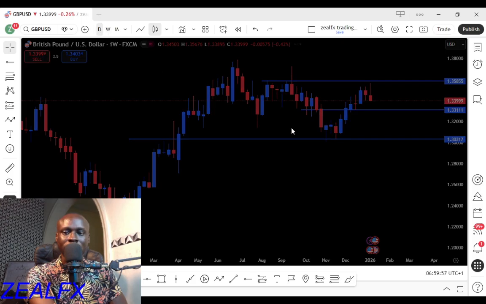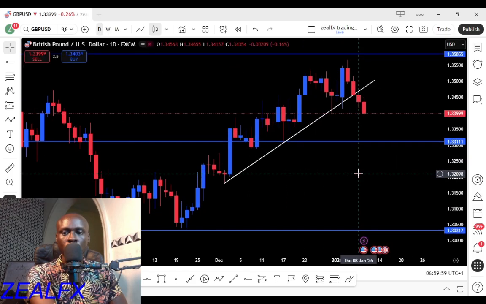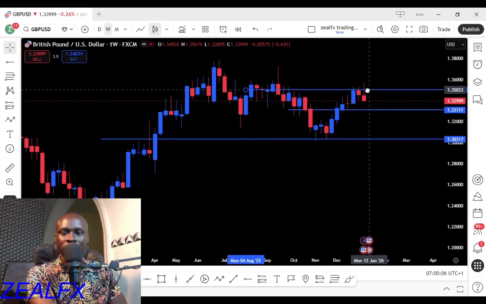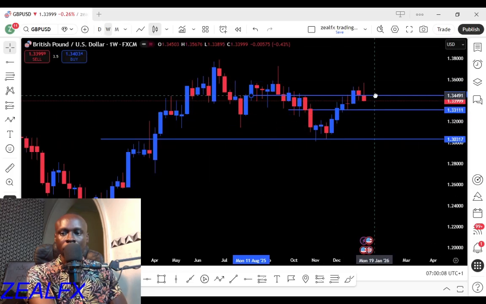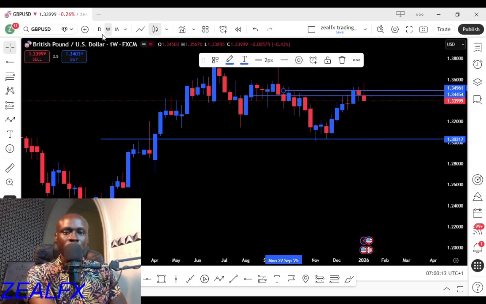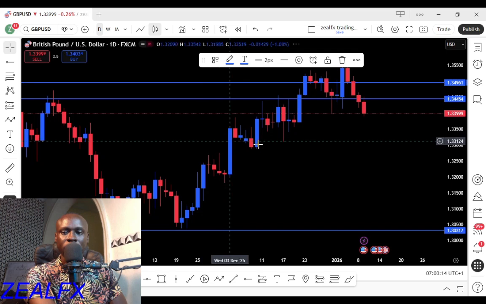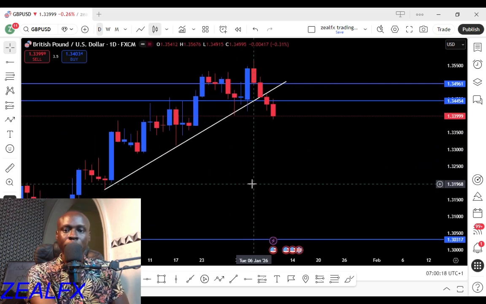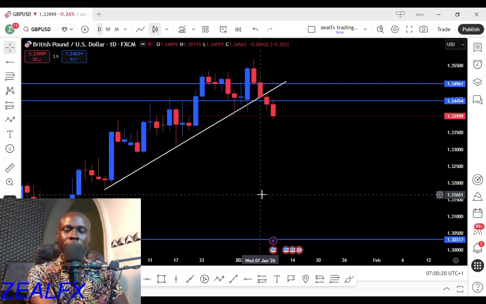So let's go back to our daily chart. We wait for price to do a retest of our supply levels, which is this supply level and these supply levels. So we wait for price to do a retest of them on the daily chart and give us a price action setup. Then we can start looking for our selling opportunity for the pound USD to the downside.